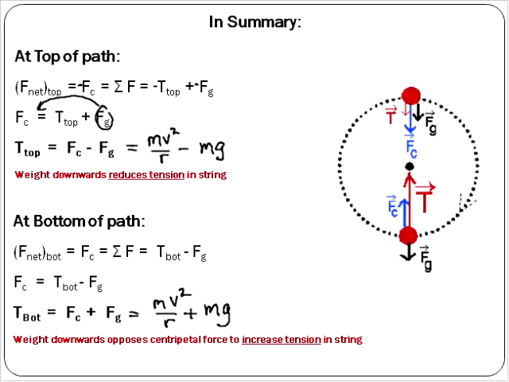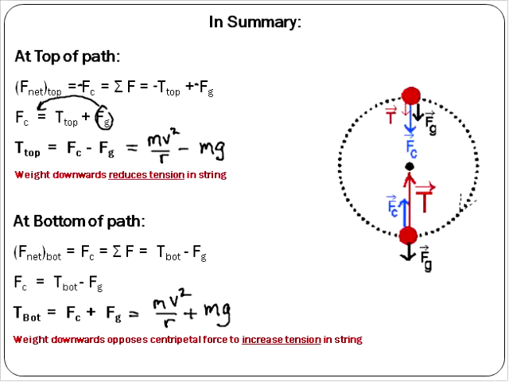So now you should be able to tell just by looking at those two expressions where the tension is biggest. The tension in that string is always going to be bigger at the bottom of the circle, because at the bottom of the circle it's Fc plus Fg. But at the top of the circle, the weight actually reduces the tension in the string. Because the centripetal force, remember, doesn't change. It depends on the velocity and the radius, which is not changing here, because this is uniform circular motion.